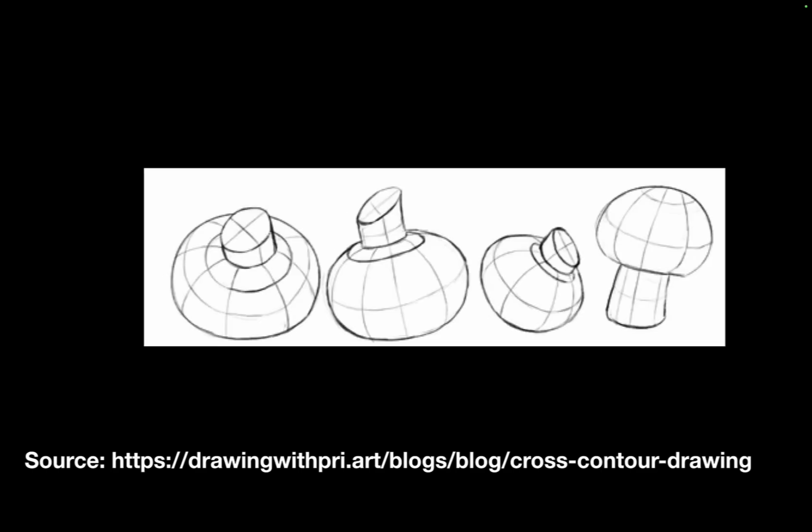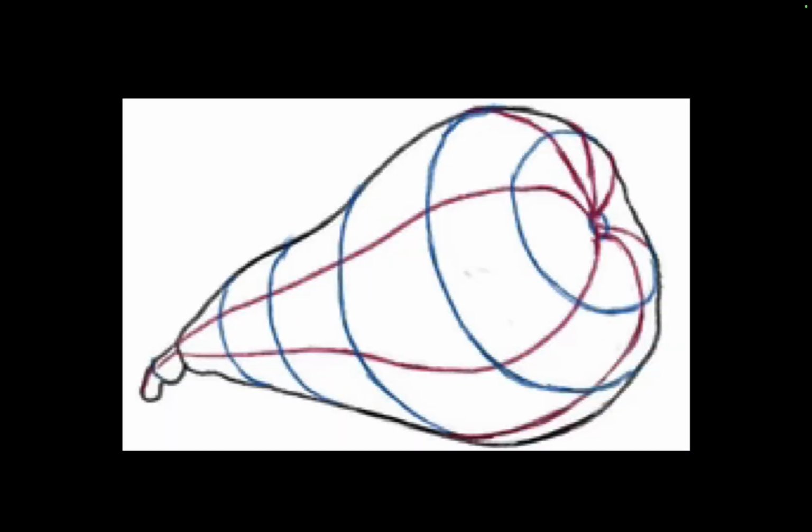Cross contour, however, is a way of describing the volumetric conditions or shape of the thing that you're drawing. Whereas the contour is showing you the outside edges where one thing intersects or becomes another thing, the cross contour lines are lines that describe the topography of the object. The blue and red lines in this case would be the cross contour drawing lines. The black line would be the regular contour drawing.